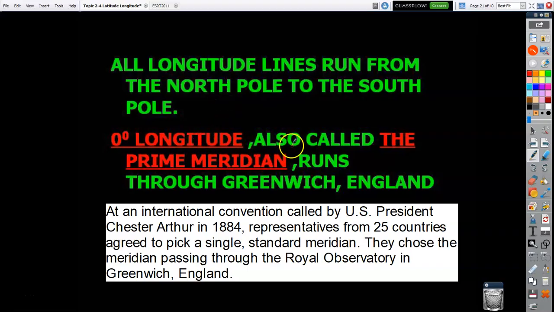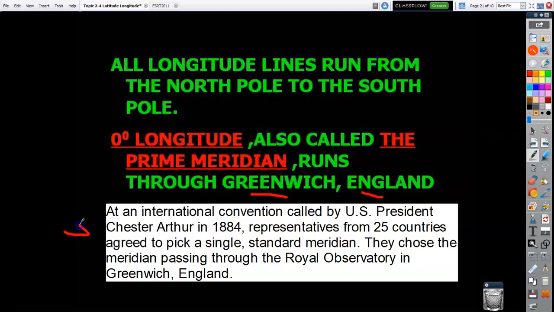And again, 0 degrees longitude is called the prime meridian, which right now runs through Greenwich, England. Although it hasn't always run through Greenwich. At one time it ran through the United States, I believe New York City. It's also run through China at other times way back in history. The prime meridian's been in Greenwich, England since the late 1800s.